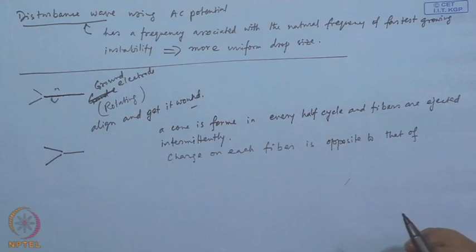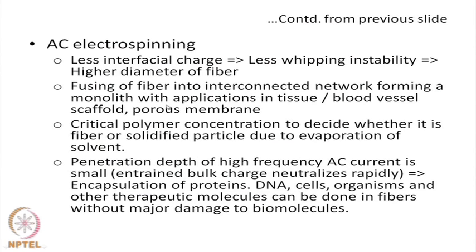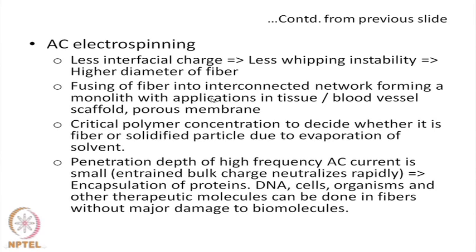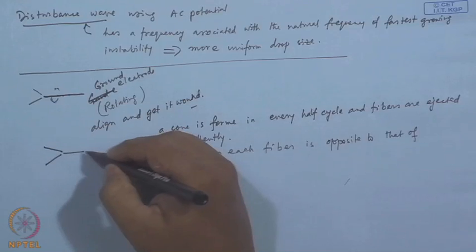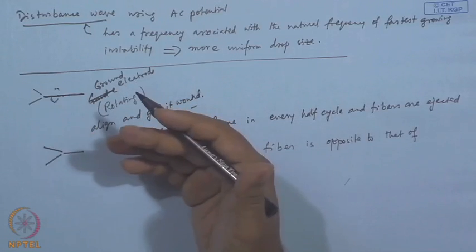So then there would be more of a fusing of fibers. Earlier, in the case of DC electrospinning, we were talking about winding the fiber on something, holding it and aligning it the way we want. But here what will happen is the fusing of fibers into an interconnected network, forming a monolith with applications in tissue, blood vessel, scaffold, and porous membrane. These fibers are of opposite charge, so they are more prone to forming an interconnected network.